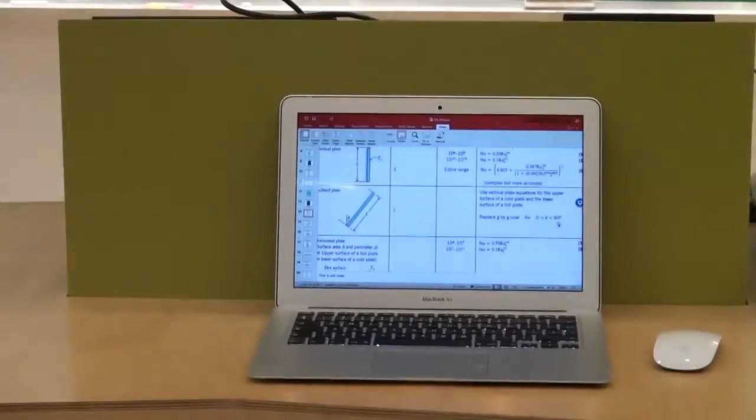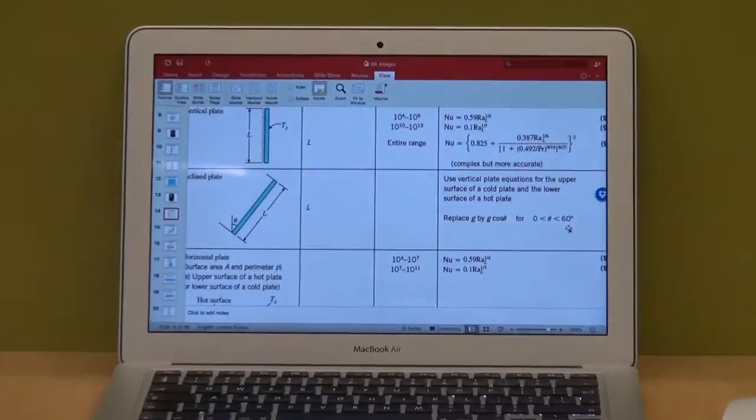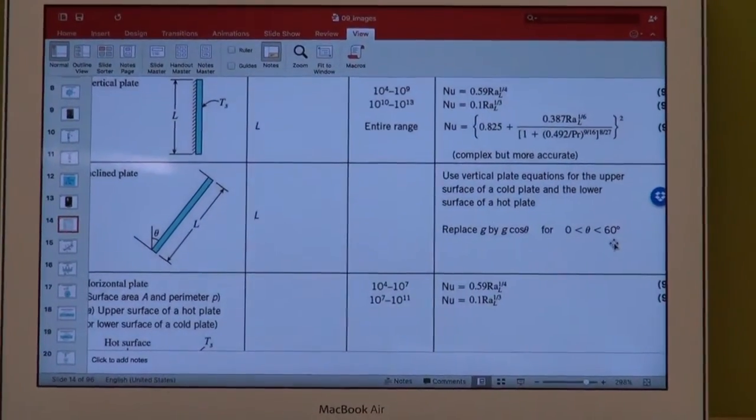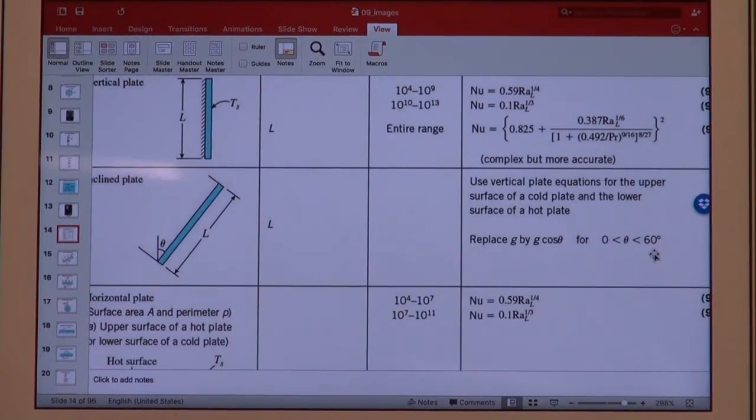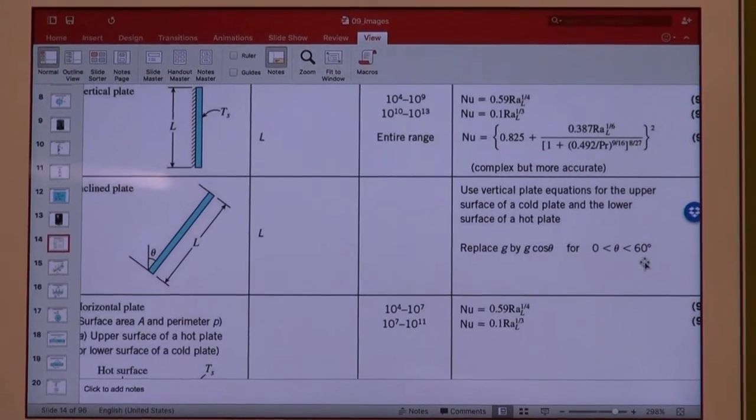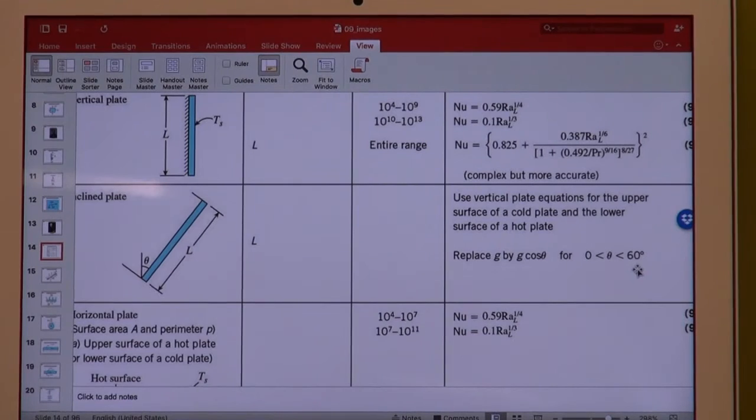So if you can look at table 9.1, it says for the inclined plate, the characteristic length is L, so that is easy. But then it says, use the vertical plate equation for the upper surface of a cold plate and the lower surface of a hot plate. Okay. But then it doesn't say about the other two cases that you can have, and that is going to be what is going to be confusing to you.